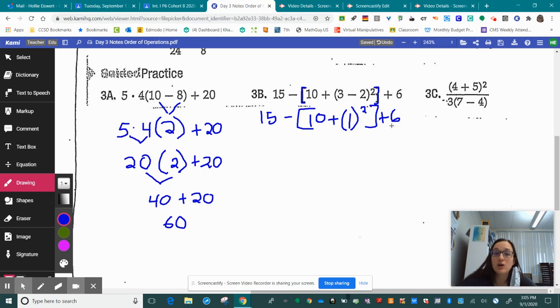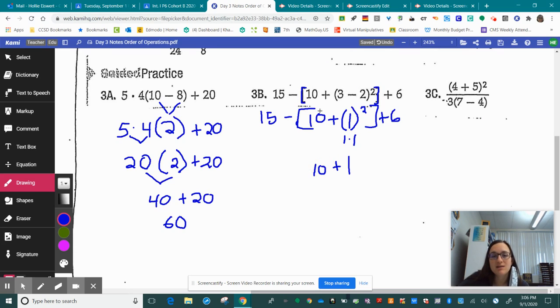From here, we did our grouping symbols. Now within the grouping symbols, we're still in our brackets. Inside the grouping symbols, they're still grouping symbols of parentheses. But again, this set of parentheses is just holding the 1. So we move to exponents. Ooh, we have 1 squared, which would be our 1 times 1. 1 times 1 is 1. We bring down our plus, our 10.